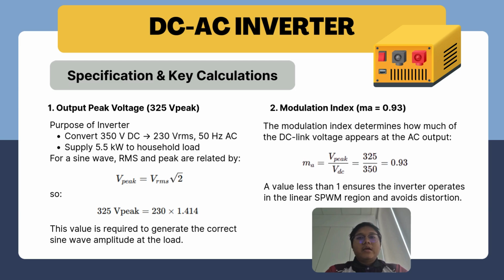Now I will briefly explain the key calculation involved in designing the DC-AC inverter for our solar PV system. First, the inverter converts a 350 volt DC input into a 230 volts RMS AC output. To achieve this, we calculated the peak output voltage to be 325 volts based on the RMS to peak relationship shown on the slide. This ensures that the inverter can generate the correct sine wave amplitude at the load. Next, we determine the modulation index, which indicates how much of the DC link voltage is used to form the AC waveform. By dividing the peak voltage by 350 volts, we obtain a modulation index of 0.93. This keeps the inverter operating in the linear SPWM region and avoids waveform distortion.